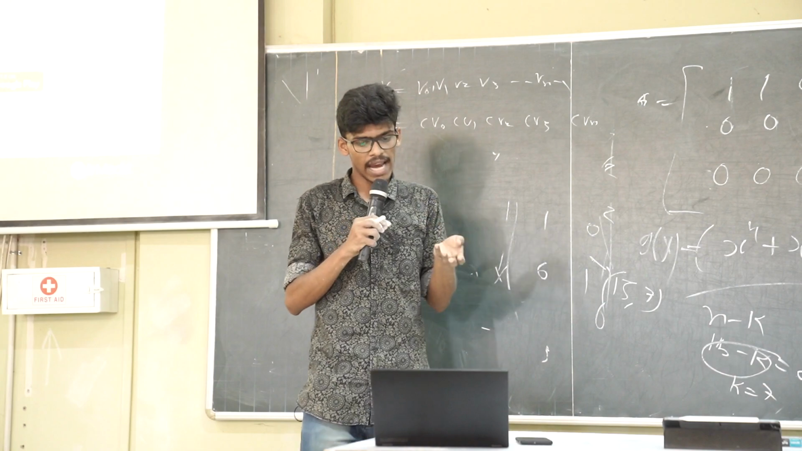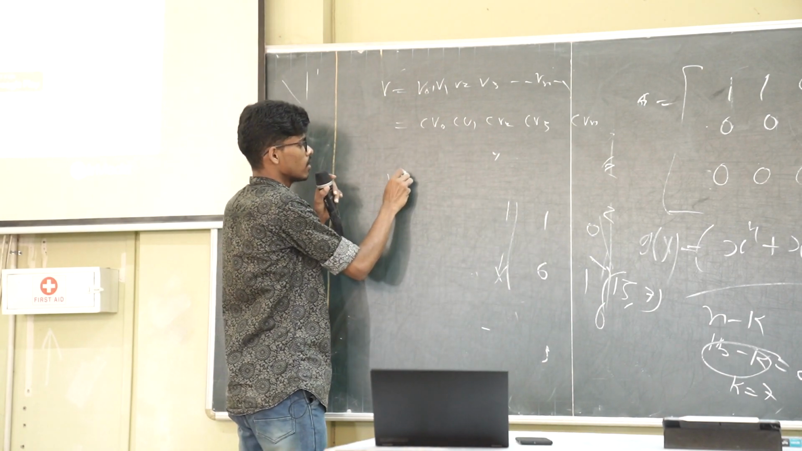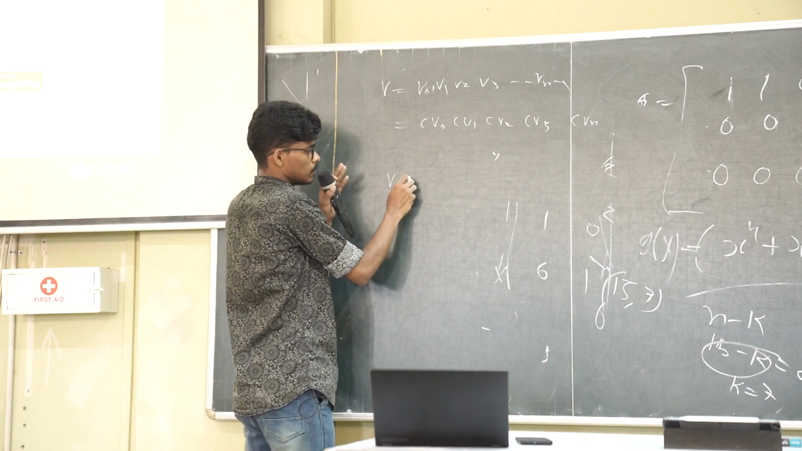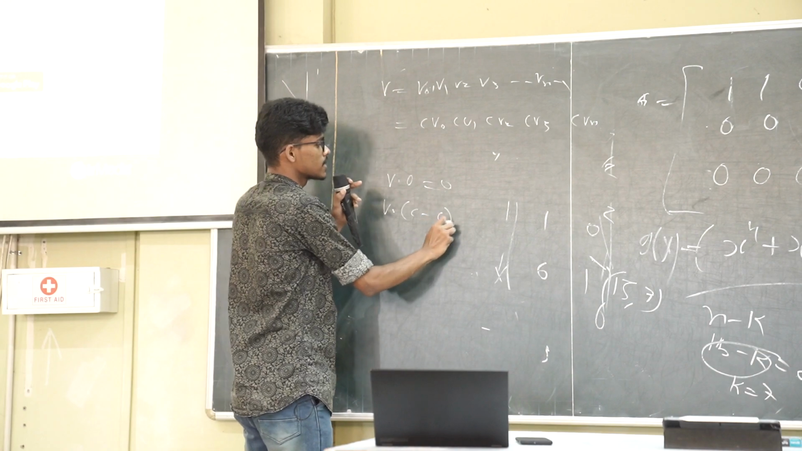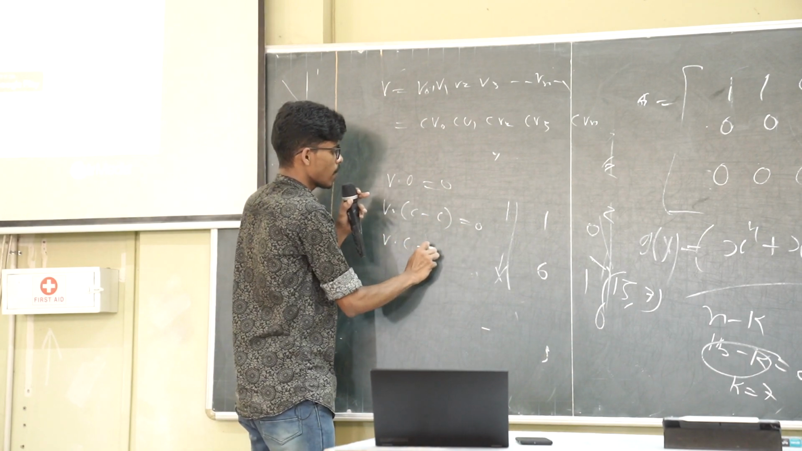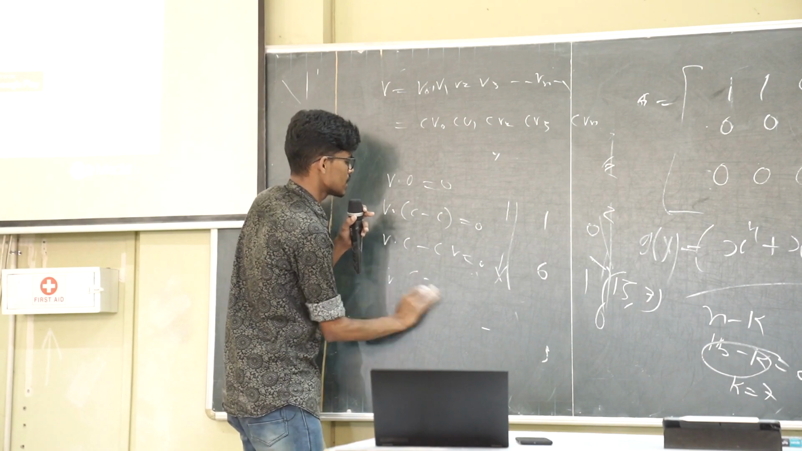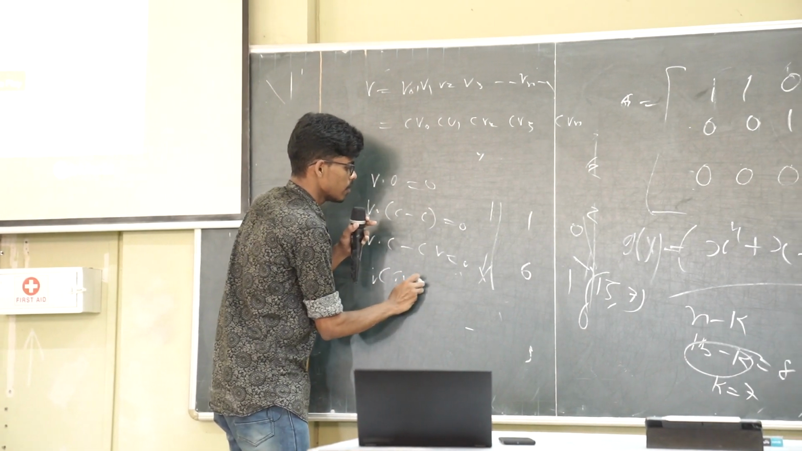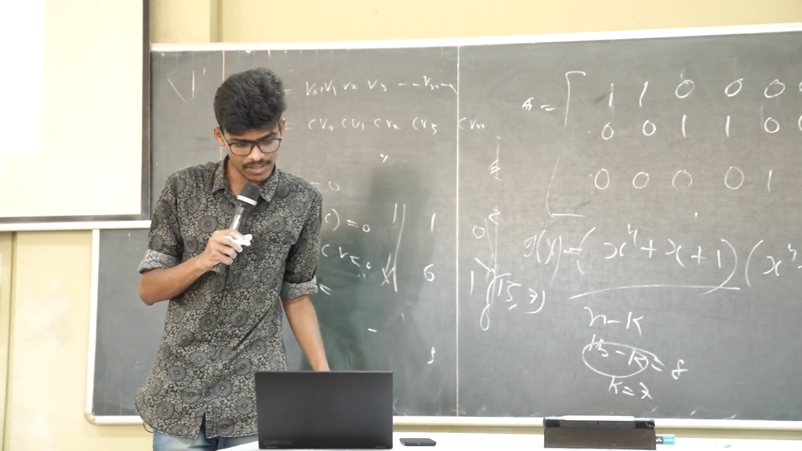You understand? Either you can prove it like this, or you can take v dot 0 equal to 0, or v dot c minus c is equal to 0, v dot c minus c dot v is equal to 0. So v dot c, the reverse case, c dot v will be equal. You can prove it like this. These are the things you can do.